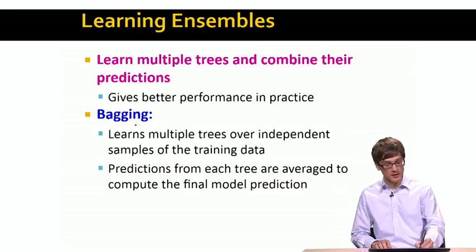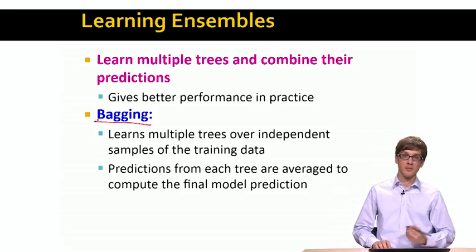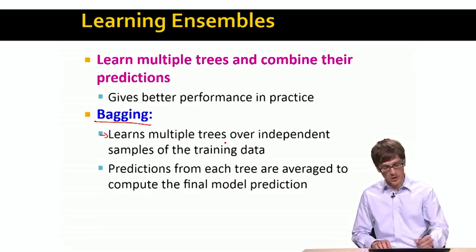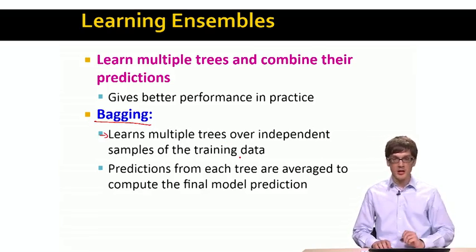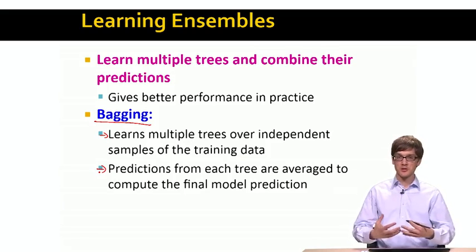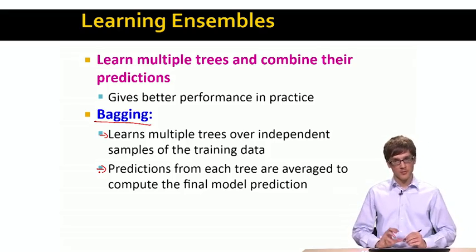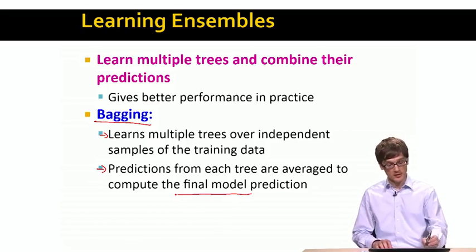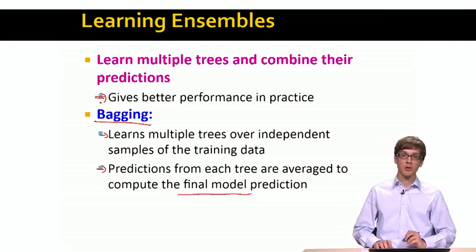One method that does this is called bagging. The idea here is that we want to learn multiple trees over independent samples of the training data, and then the prediction from each tree is considered. We average predictions from all the trees that we have and make the final prediction. It turns out that in practice, bagging approaches work much better, especially if the classification or the prediction task is very hard.